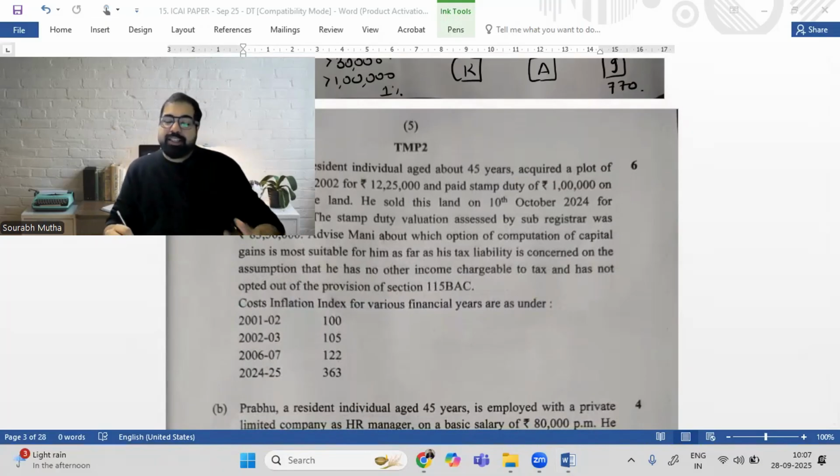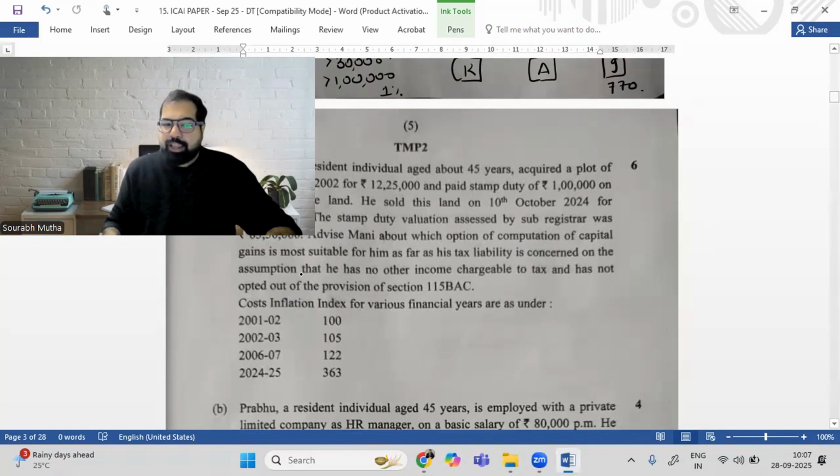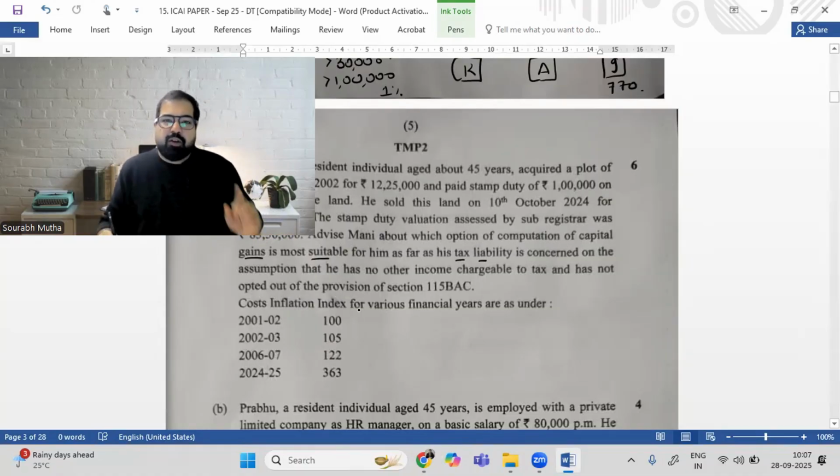Guys, this is question number 3. Ideally, I would move ahead just like this. So between 2, 3, 4, I have to do any two. So I'm going to do the next one. That is question number 3A. Let's see what there is. In this question, again, there's a paragraph. So I'm going to look at the last line. Advise Money about which option of computation of capital gains is most suitable for him as far as his tax liability is concerned. So the chapter is capital gain, and that's how I have to look at it.